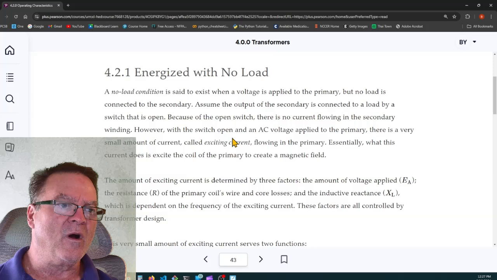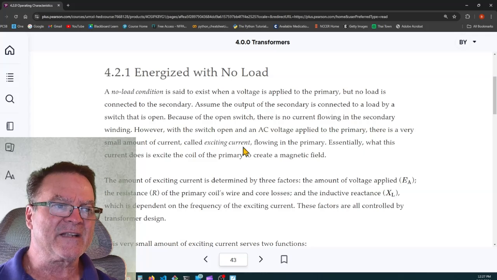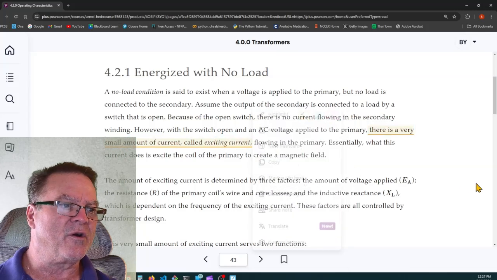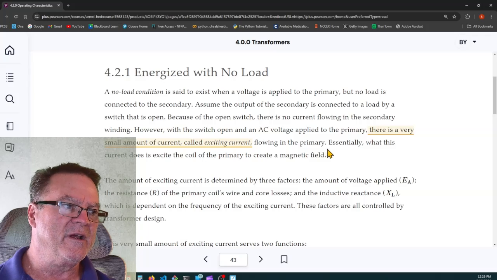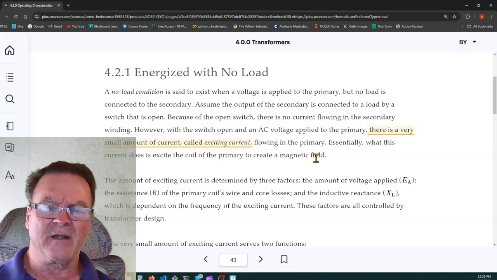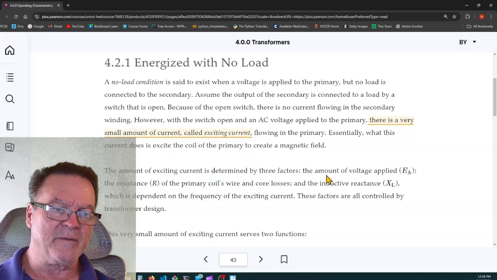However, with the switch open and an AC voltage applied to the primary, there's still a small amount of current called excitation current flowing in the primary. Essentially, what this current does is excite the coil of the primary to create a magnetic field. So they're making an electromagnet, basically.